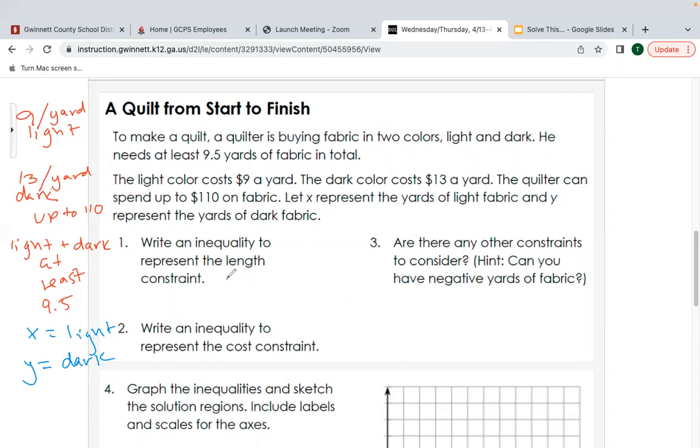X is light, Y is dark, and we need at least 9.5. We could have more, so we're going to say greater than or equal to, because we could equal 9.5 yards. And that's all you have to do.